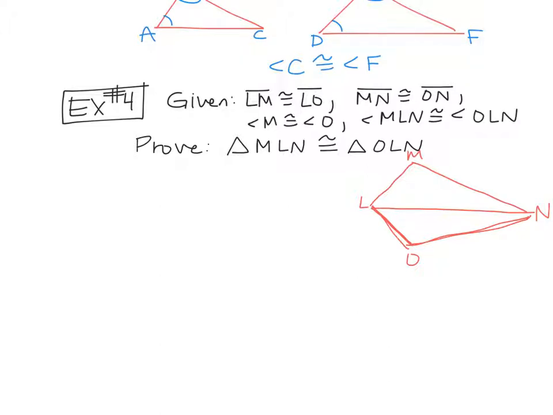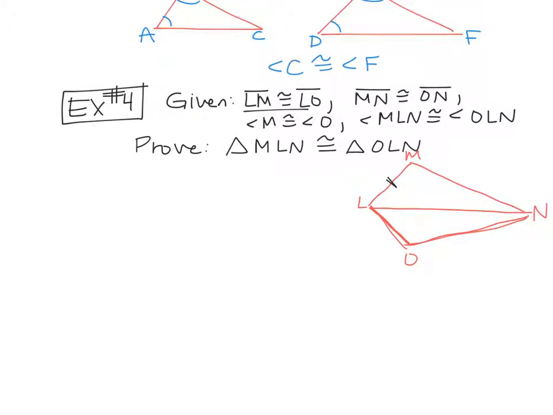Okay, so we're going to mark what we know. So we're going to mark our given information first of all. So it says given LM is congruent to LO. So put a little hash mark, LM and LO. Okay, so those two are congruent. Then it says MN is congruent to ON.